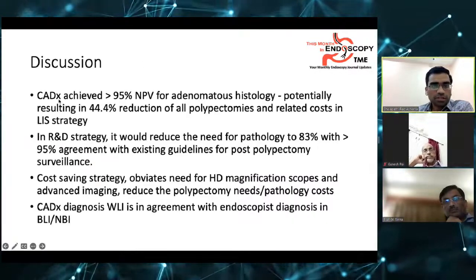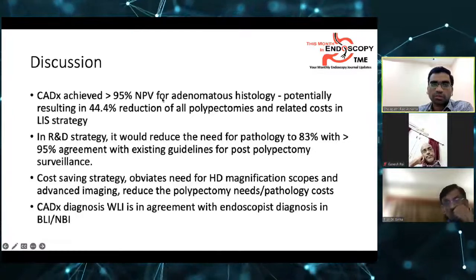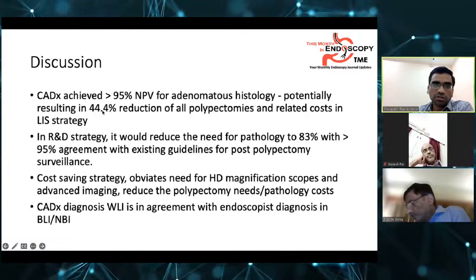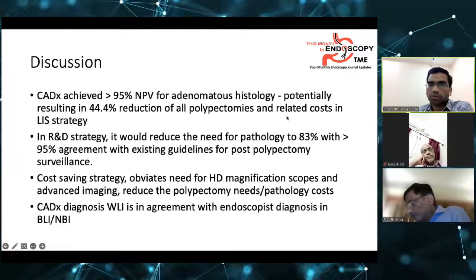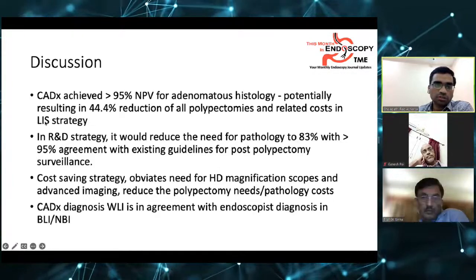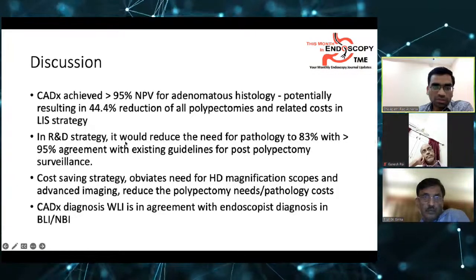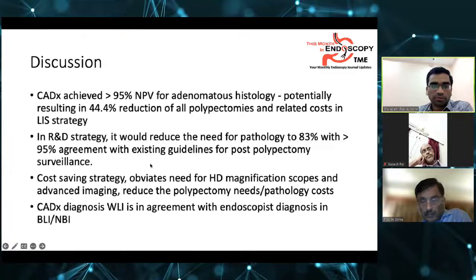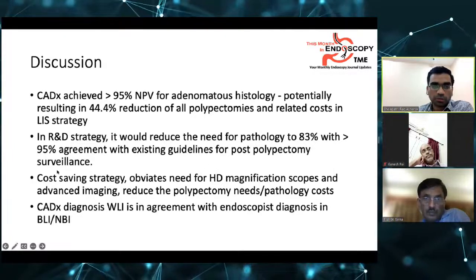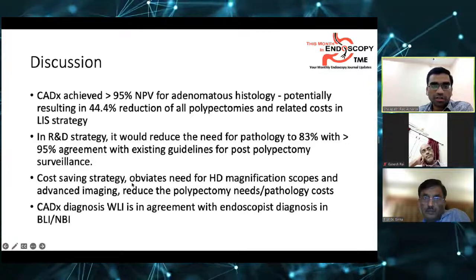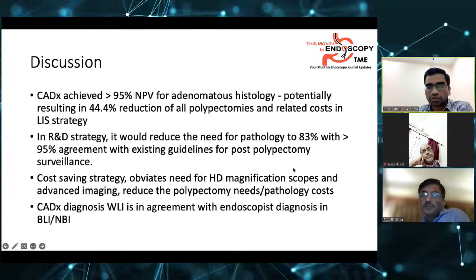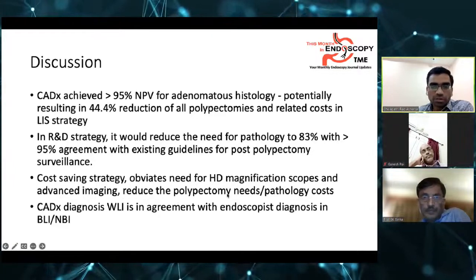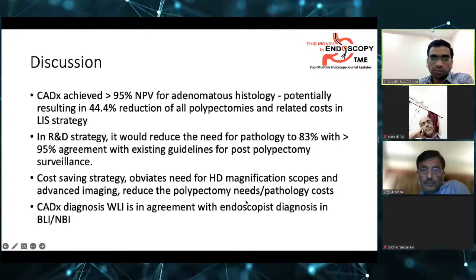So coming to the discussion, CAD-X has achieved more than 95% negative predictive value for adenomatous histology polyps. And this can potentially result in a 44% reduction of all polypectomies and related costs in the leave in situ strategy. Coming to the resect and discard strategy, it would reduce the need for pathology by up to 83% with more than 95% agreement with existing guidelines for post-polypectomy surveillance. It's a good cost-saving strategy, and it obviates the need for high-definition magnification scopes and advanced imaging as per the authors' statement, and it reduces the need for polypectomy as well as the pathology costs.